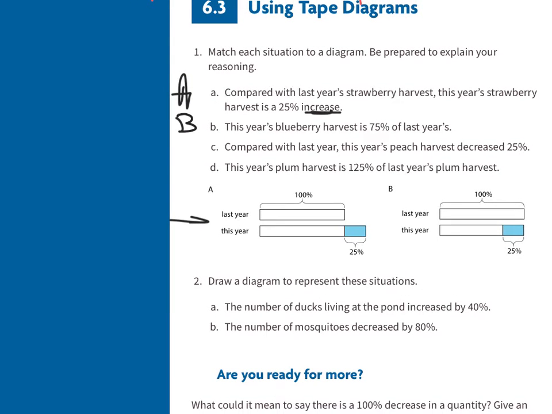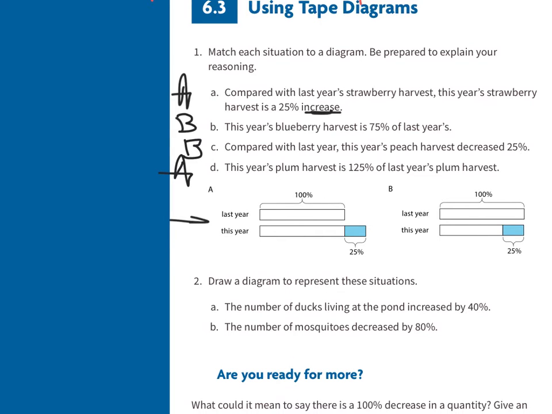Okay. Letter C, compared with last year, this year's peach harvest decreased by 25%. So once again, we're decreasing, we're taking away, so B. And letter D, this year's plum harvest is 125%. So we're adding more, so A.